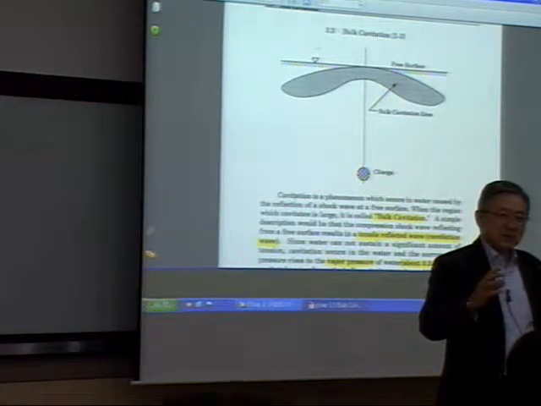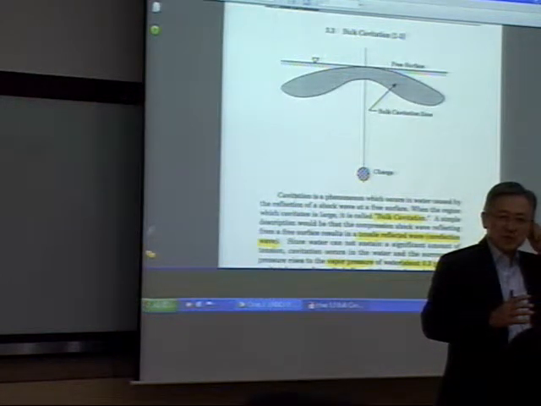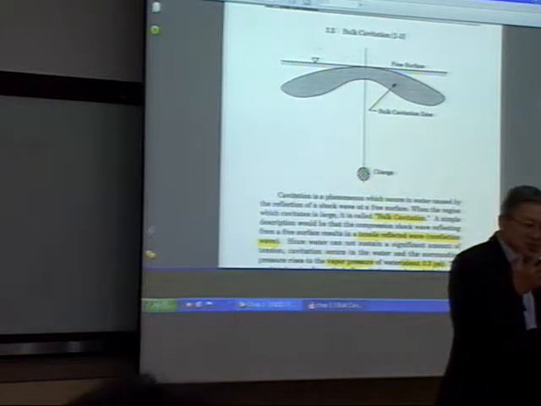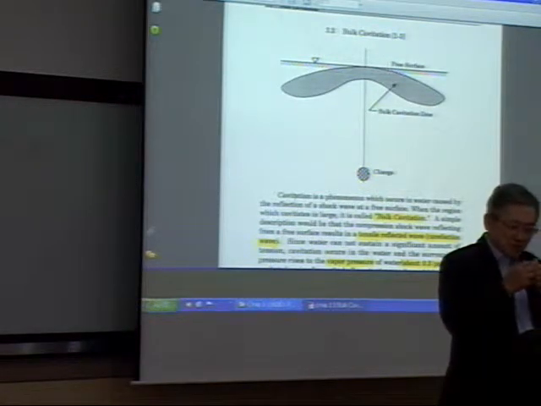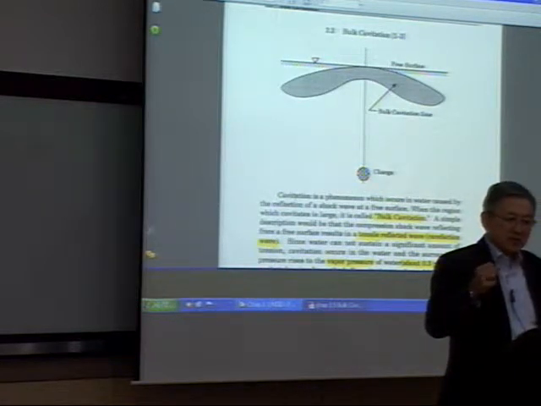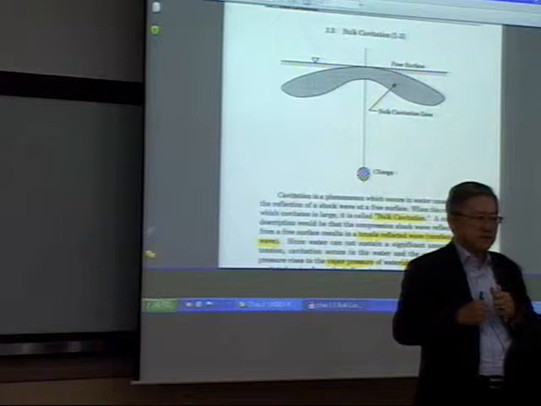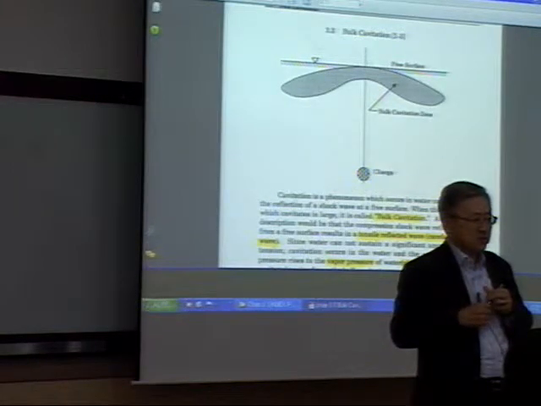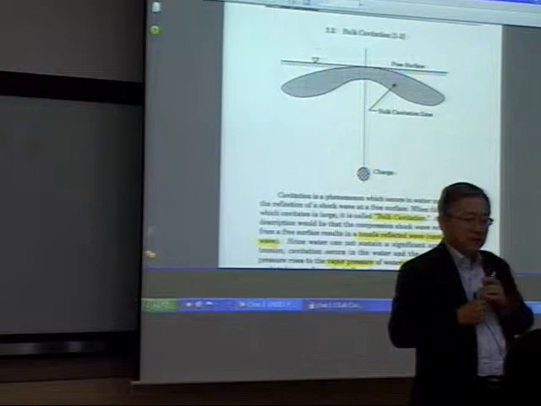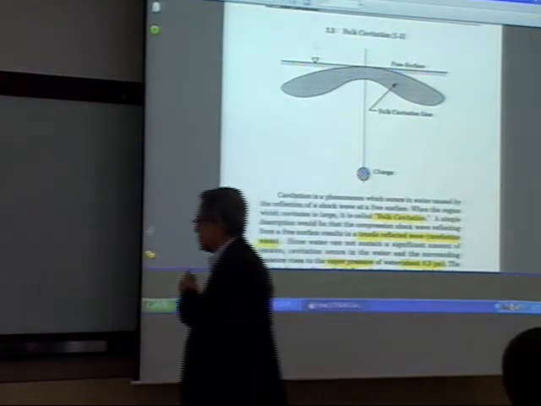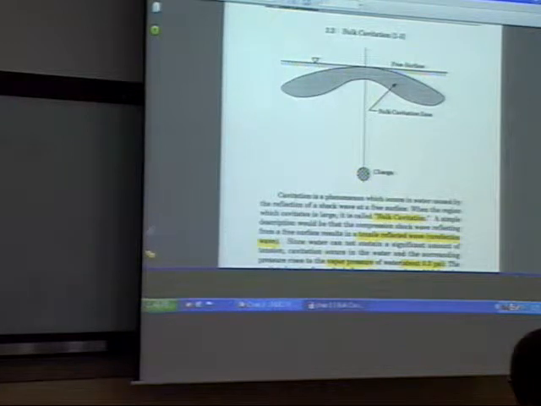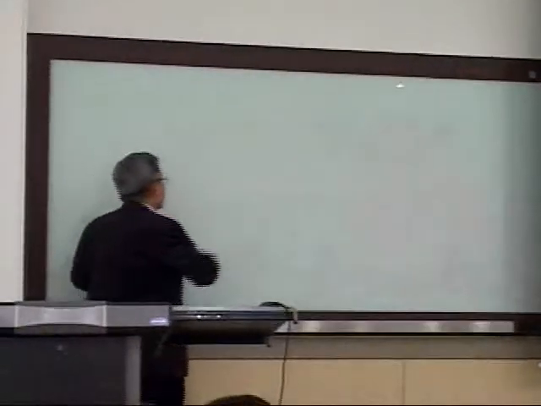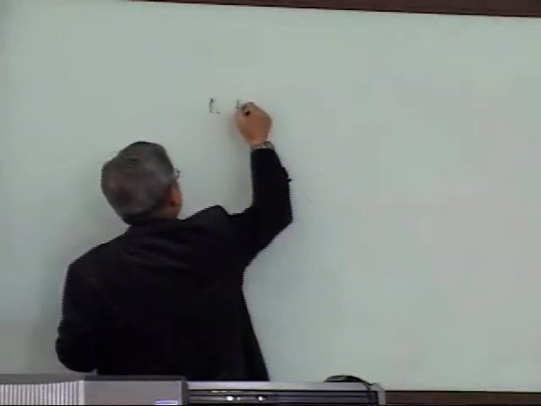So another way to say it is, like a tension wave, what does tension mean? You try to pull. When you try to pull the water, then cavitation occurs. Remember that. There are two different kinds of cavitation dealing with underwater explosions. For example, one is bulk.